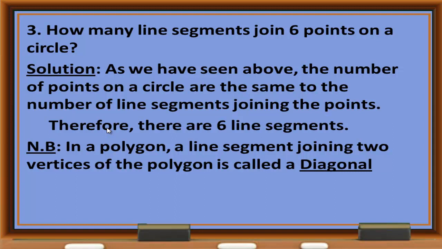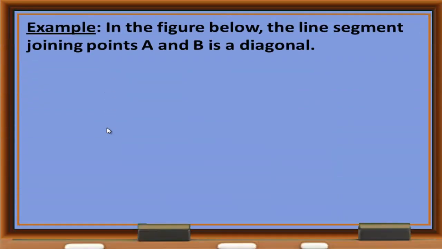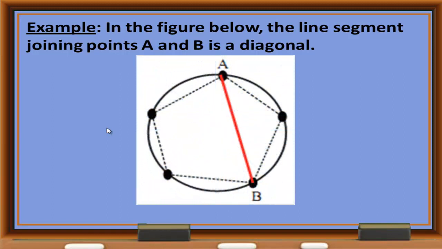Note: in a polygon, a line segment joining two non-adjacent vertices of the polygon is called a diagonal. If we join two vertices, then we will create a diagonal. Example, in the figure below, the line segment joining points A and B is a diagonal. We can create another diagonal also, and again, we can create another diagonal.